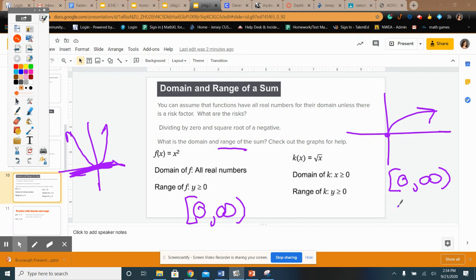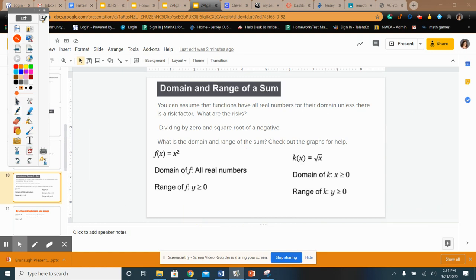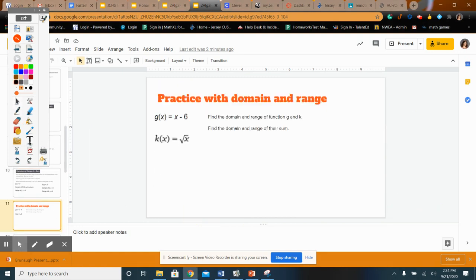And the range also bottoms out at 0. So that is also 0 to infinity. Domain and range is tricky, but we're going to get lots of practice with that this year. So let's practice. What is the domain and range of g and k?